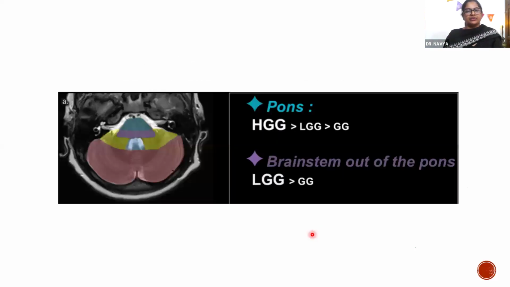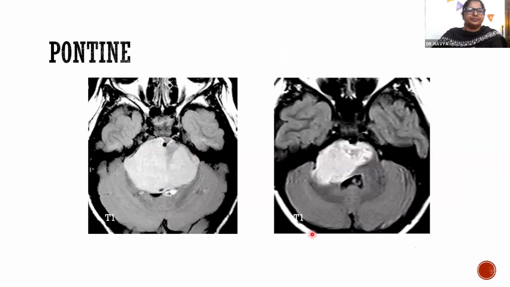And then the brainstem lesions. If it is pons, always remember, it is a high grade glioma, which is very, very common. And next comes the low grade glioma or ganglioglioma. And if it is brainstem, yes, it is a low grade glioma which is most common. So these are the pontine lesions on T1 images. You see, this was a case of high-grade glioma, if I remember. Yes, it was a high-grade glioma, which is just pushing all the structures away.